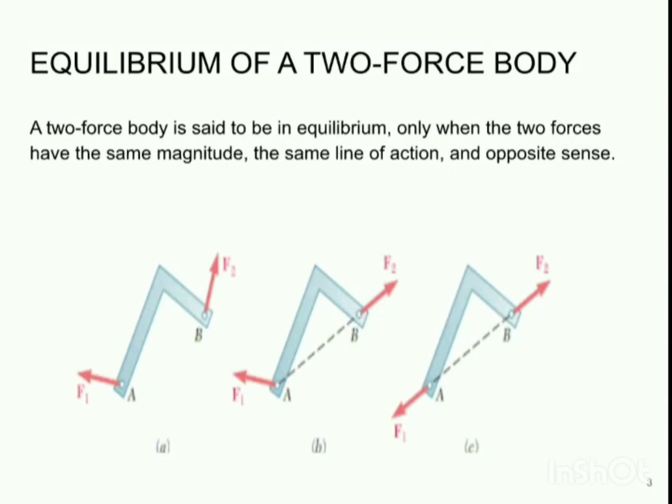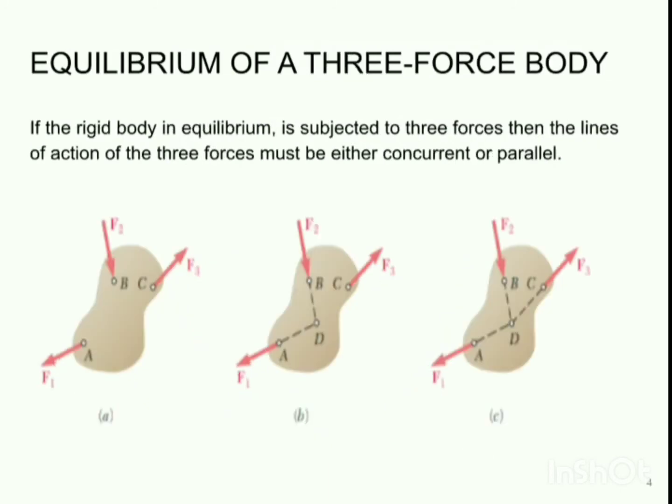Next is equilibrium of 3-force body. If the rigid body is in equilibrium, is subjected to 3 forces, then the line of action of the 3 forces must be either concurrent or parallel. In the figure given below, you can observe that 3 forces F1, F2, F3 are acting at points A, B and C. For this object to be in equilibrium, the necessary condition is that these 3 forces must be concurrent or parallel. Now let us prove it.